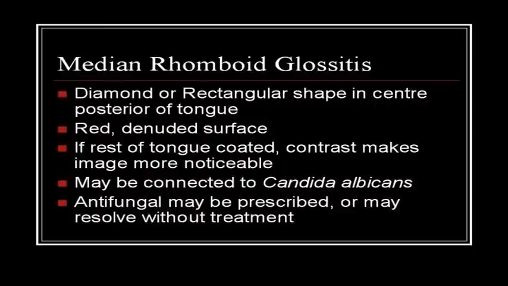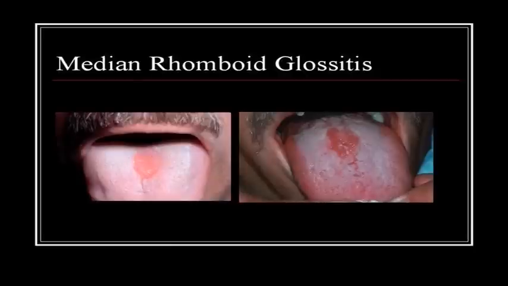Median rhomboid glossitis presents as a diamond or rectangular shape in the center of the posterior of the tongue. It looks denuded or shiny and is red. If the rest of the tongue is coated around it, the contrast makes the image more noticeable. That coating may be caused by Candida albicans or candidiasis. An antifungal may be prescribed, or it may resolve on its own without any treatment.